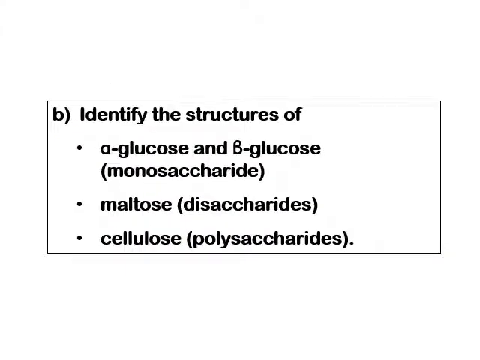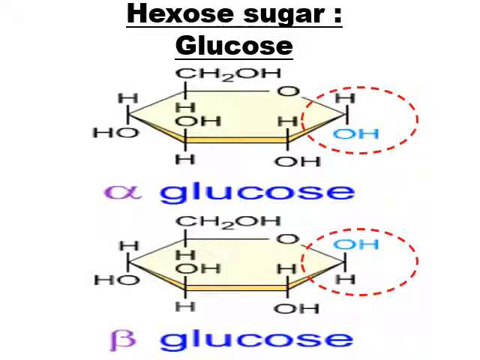Okay, let us identify the structure of alpha glucose and beta glucose for monosaccharides, maltose for disaccharides, and cellulose for polysaccharides. This is the structure of alpha glucose. If you look at the structure of alpha glucose, you can see that the hydroxyl group at carbon number 1 is below the plane. And this is beta glucose. For beta glucose, you can see that at carbon number 1, the hydroxyl group is above the plane.